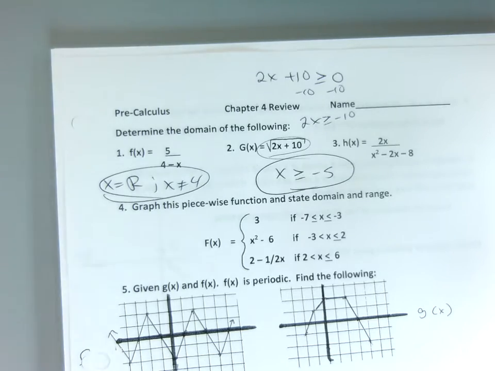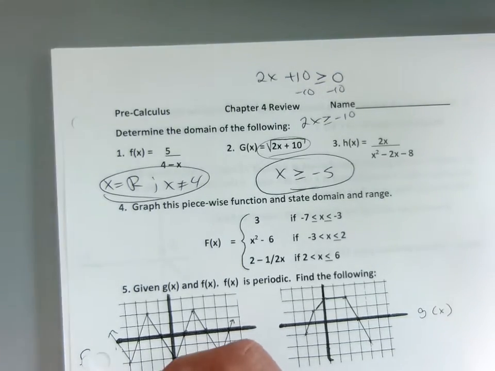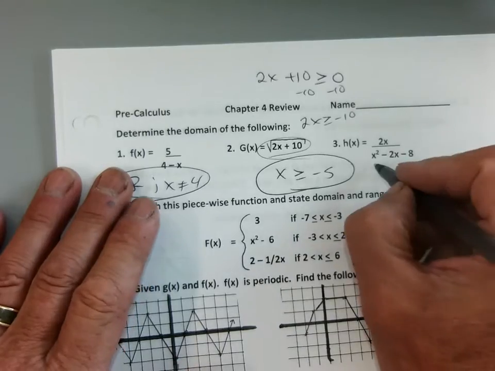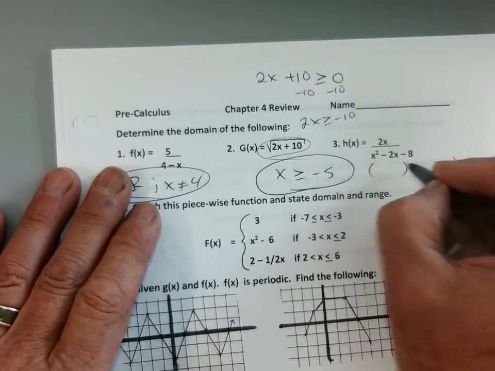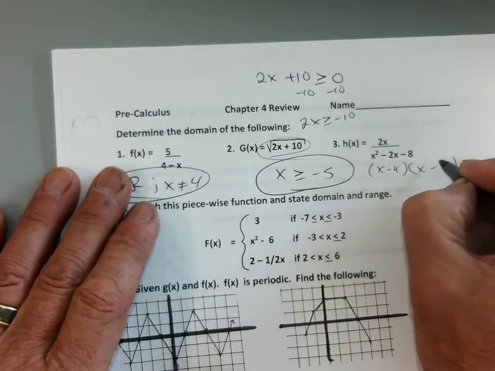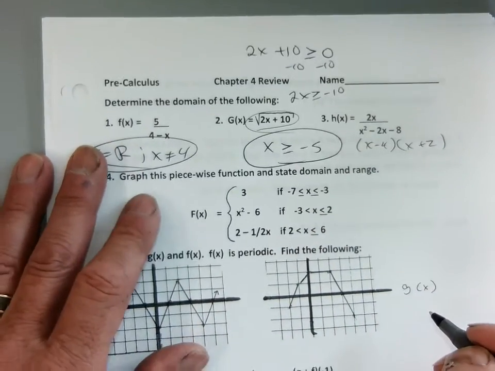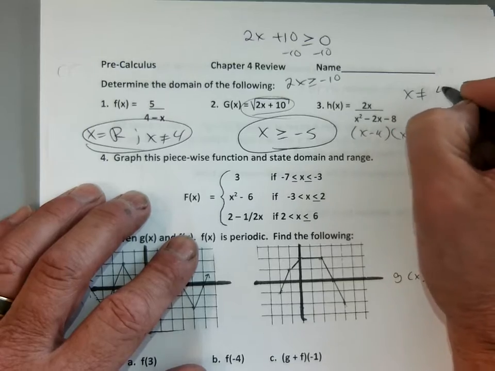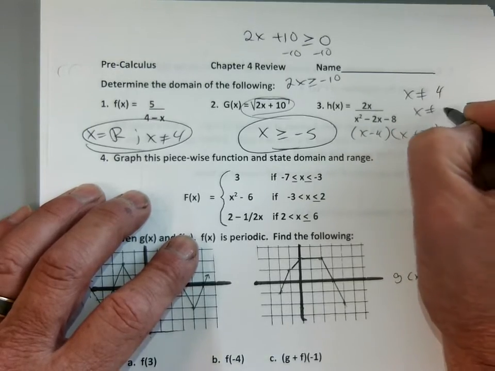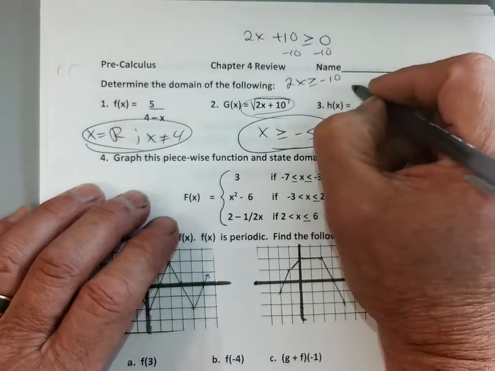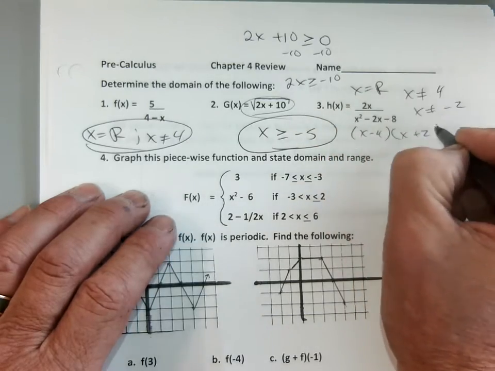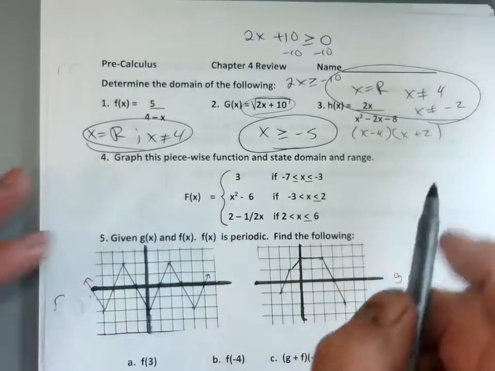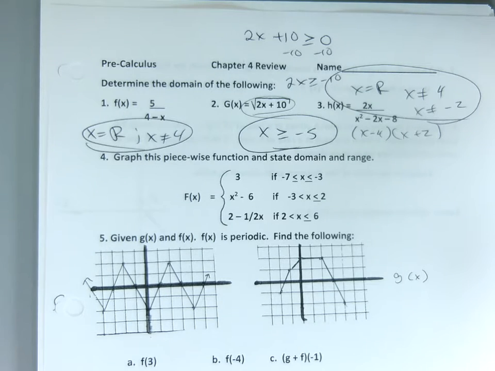Okay, number 3. The problem with 3 is we really need to factor because there are going to be two values that cannot be. So x minus 4, x plus 2, right? What we know is x cannot equal 4 and x cannot equal negative 2, but it equals everything else. So make sure you put the all real numbers in there also, because it's everything except those two. Everything works except those two.